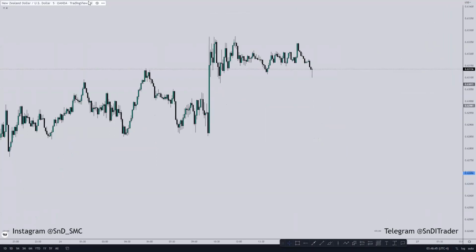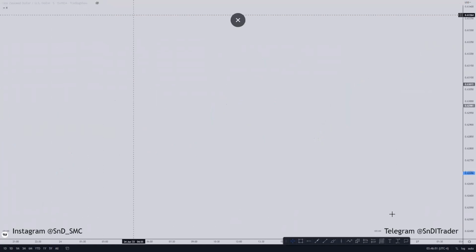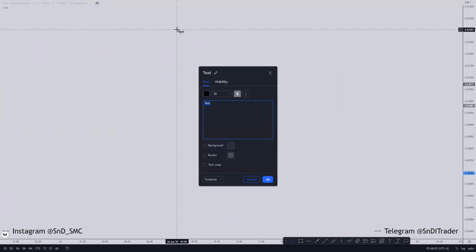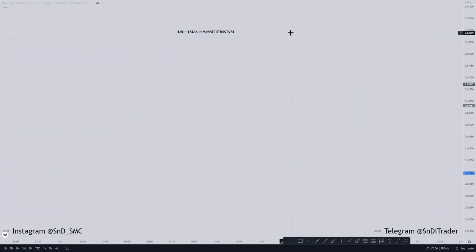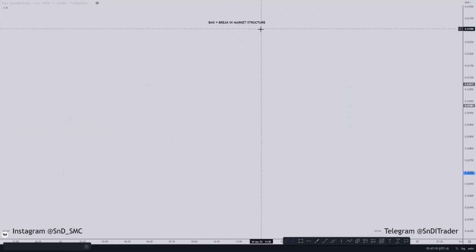Today I will be talking about the topic known as BMS, Breaking Market Structure. BMS is basically a short form. The full form is Break in Market Structure. So what exactly is this?